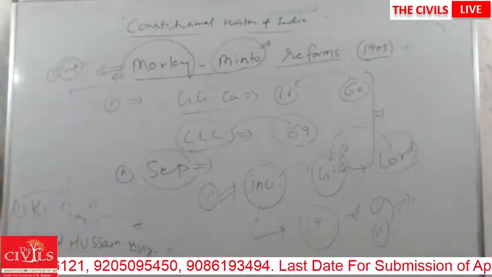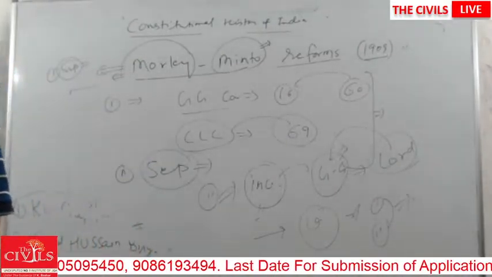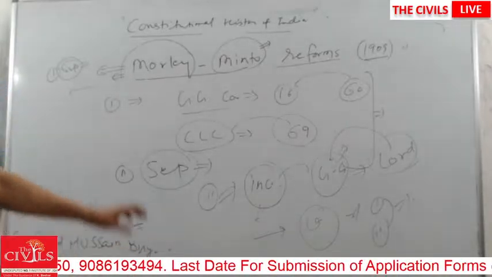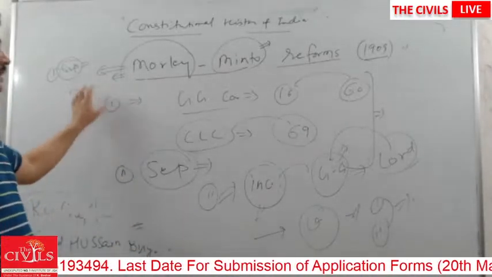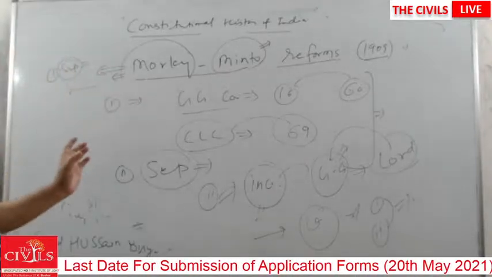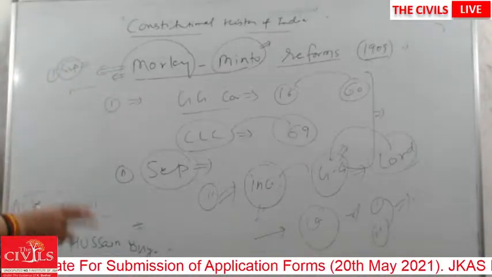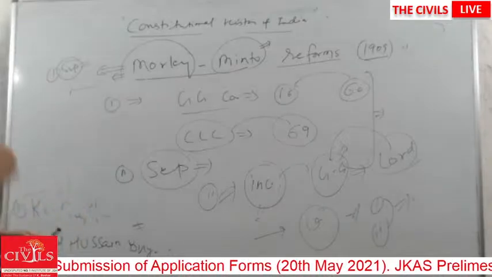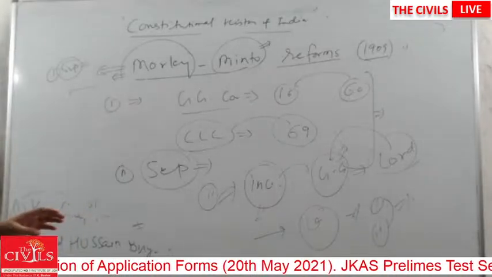So this is what we have covered; we have completed the two acts. Tomorrow we will discuss the 1919 Act and the 1935 Act.